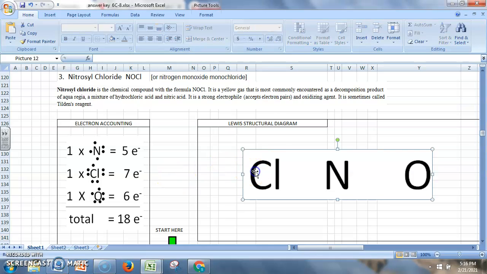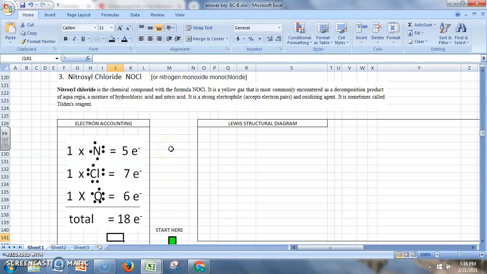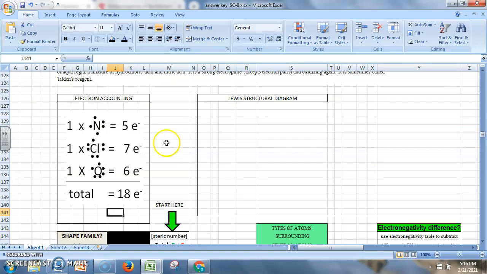All right, we're going to pick up here with problem number 3. Problem number 3, we're dealing with NOCl, sometimes called nitrogen monoxide monochloride or nitrosyl chloride. Nitrogen, family Roman 5, has 5 electrons. Chlorine from family Roman 7 has 7 electrons. Oxygen from family number 6 has 6 electrons. That gives us 18 electrons total to work with on this molecule.